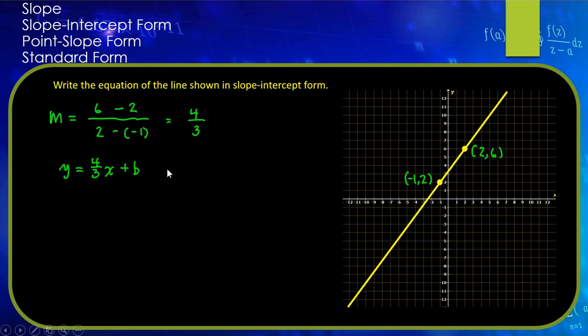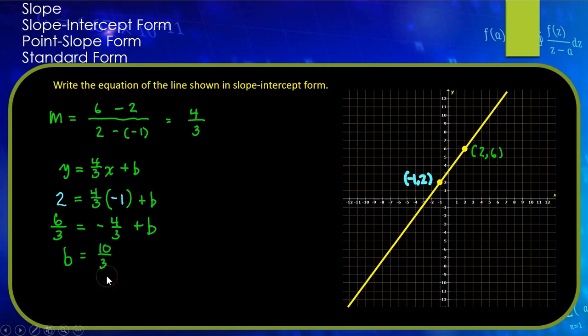So in slope-intercept form so far, I have y equals 4/3 x plus b. I need to figure out what b is. So I'm going to choose one of these two ordered pairs here. I choose this one here, and I'm going to let this be x and this be y, and I'm going to solve for b. So this becomes a -4/3 over here. I write this as 6/3 because eventually I'm going to be adding 4/3 to both sides to get b alone. When I do that, I get 10/3. So the equation of this line in slope-intercept form is y equals 4/3 x plus 10/3.